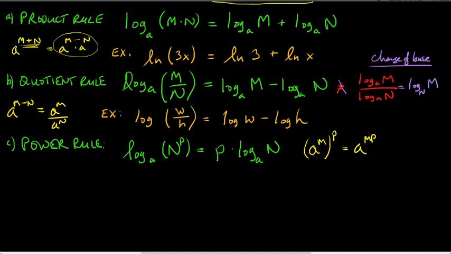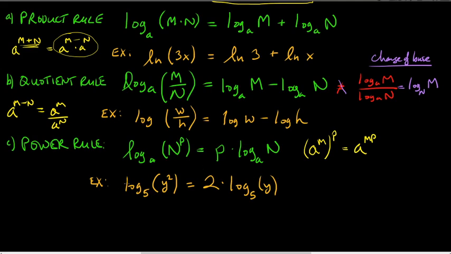So a nice example of this, suppose we have log base 5 of y squared. How else can we write log base 5 of y squared? Well, my a is 5 here, my n is y, and my p is 2. So if p is 2, that 2 can come in front and multiply log base 5 of y. And then that's it. I hope that helps.